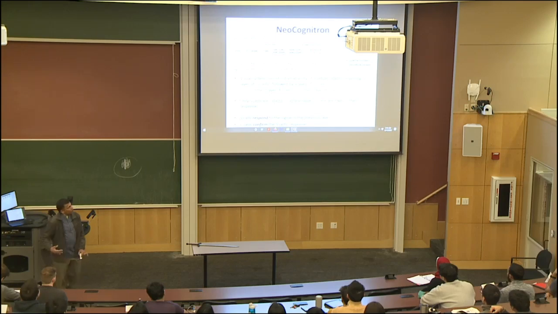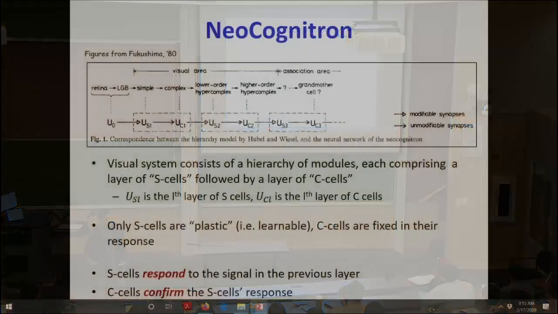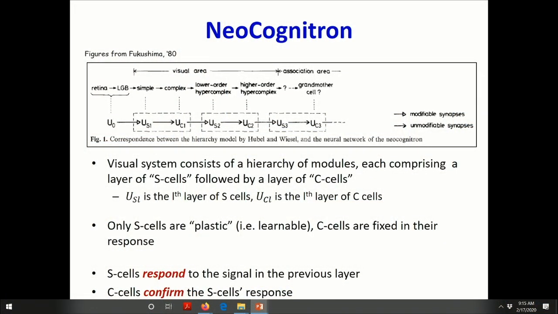So Fukushima's computational model had to account for this. Here is his computational model. He called this the neo-cognitron. Obviously, this must have been version 2 of his model because it's the neo-cognitron. There must have been a cognitron before this, I'm guessing. So the neo-cognitron modeled the visual system as consisting of a hierarchy of modules, each comprising a layer of S cells followed by a layer of C cells.